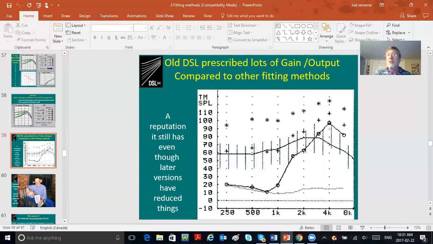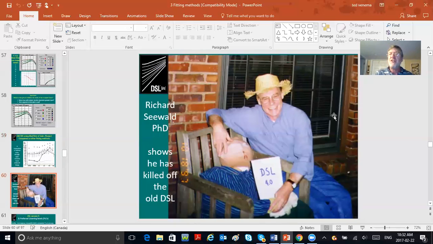Old DSL prescribed lots of gain and output compared to other fitting methods. It's a reputation it still has, even though later versions have reduced things. And here's a close-up example. Oh yeah, you could hit targets with D, but look at the DSL targets for the highs. Most hearing aids of the day couldn't hit the high-frequency DSL targets if they paid for it. They couldn't. That was a reputation they had.